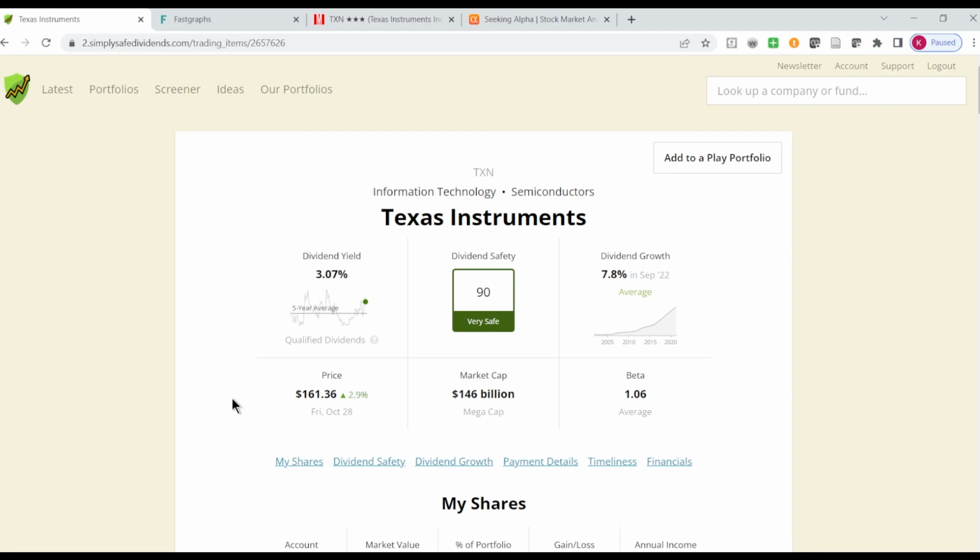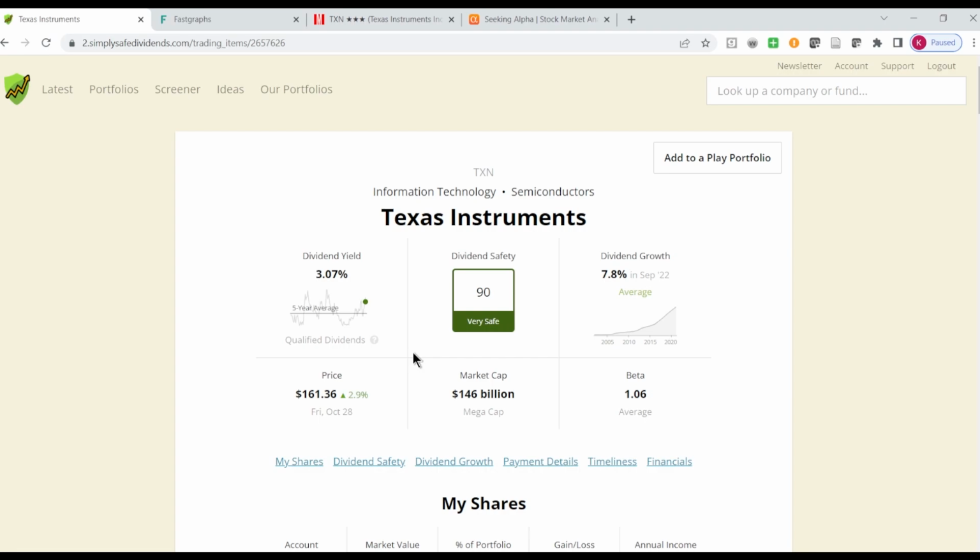I'm going to start each one of these using Texas Instruments so that you can see consistency around the information that's provided. But Texas Instruments and Simply Safe Dividends, I wanted to show you that, first of all, I like this dividend safety score. This dividend safety score is a proprietary score that's developed by Simply Safe Dividends, and it helps compare the safety, the relative safety of dividends from individual companies. So that's a nice feature to have.